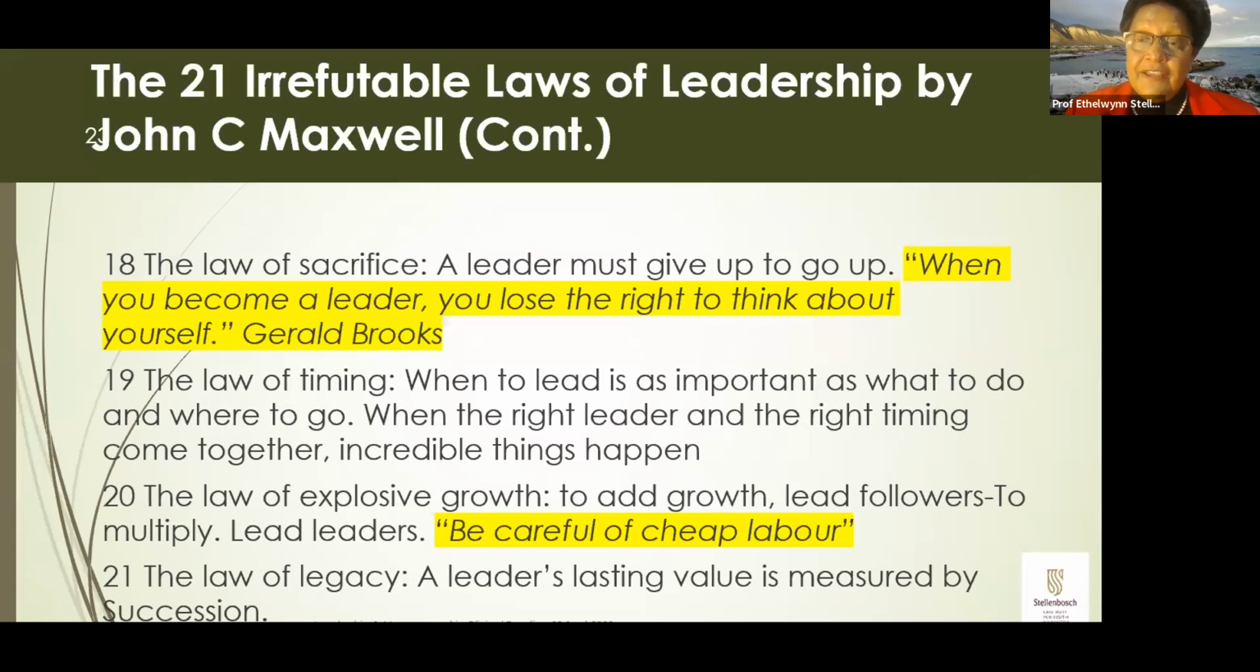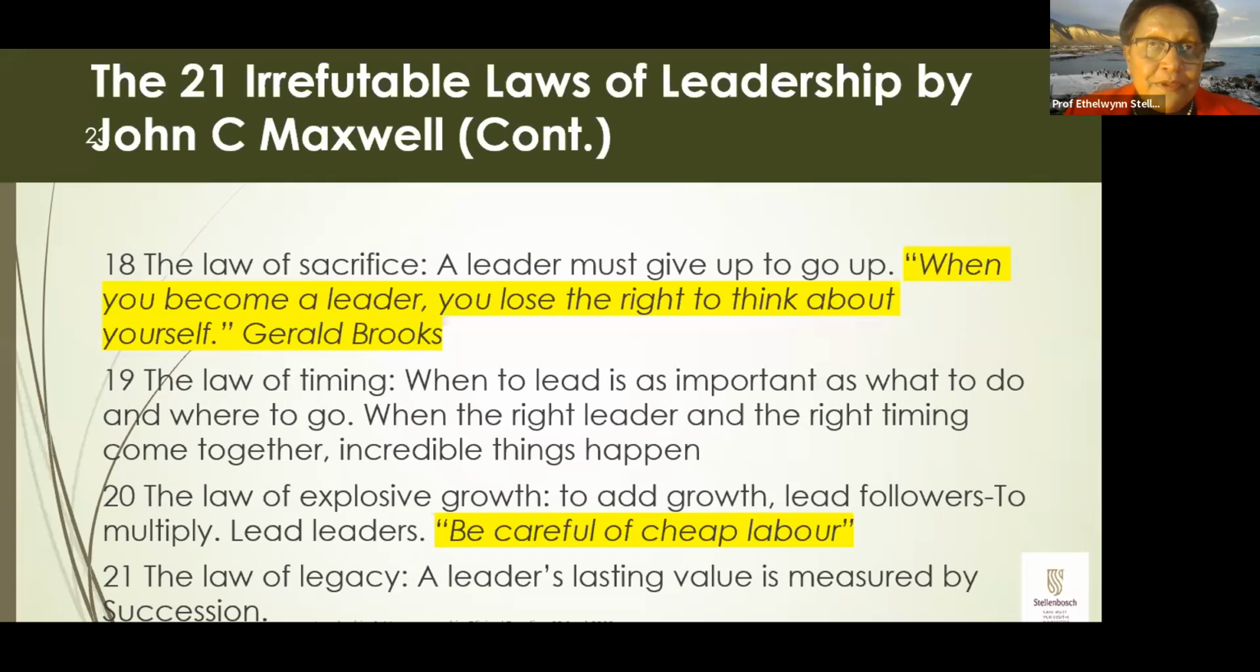We have to sacrifice some time to make changes. And then there's the law of timing. When to lead is as important as what to do and where to go. And you hear this frequently: it was the right time to do that, or it was the wrong time. When the right leader and the right timing come together, incredible things happen.